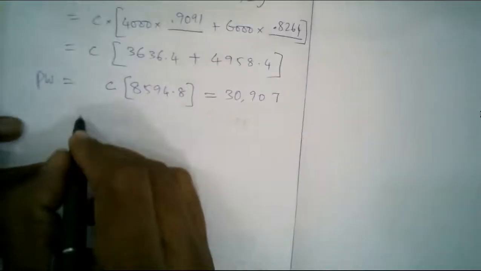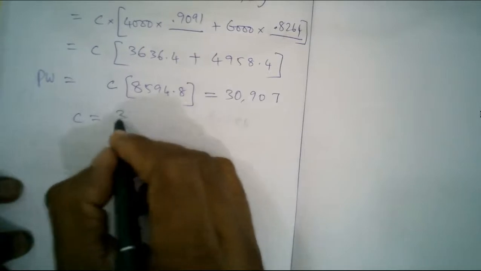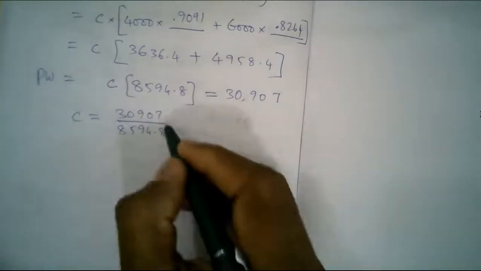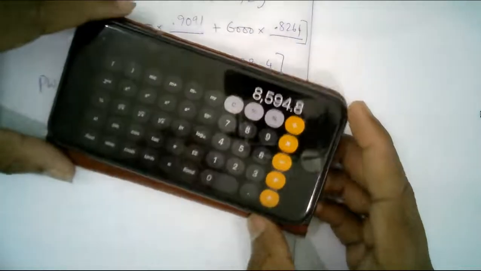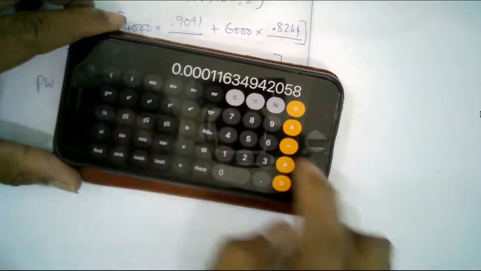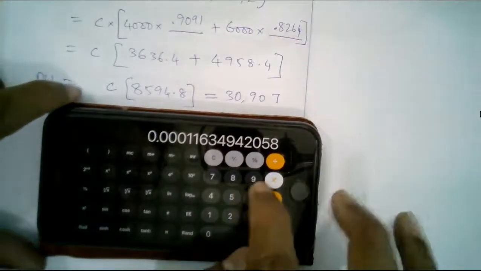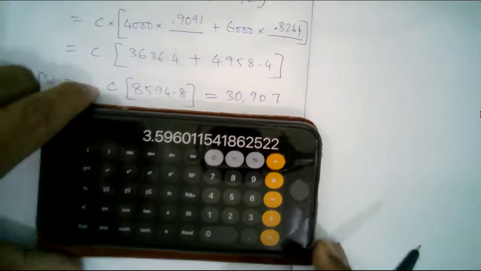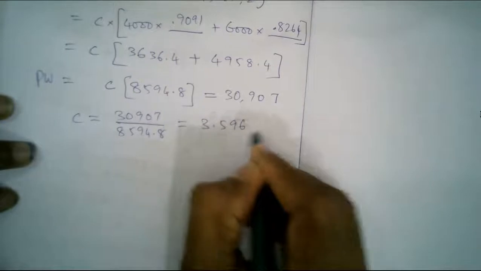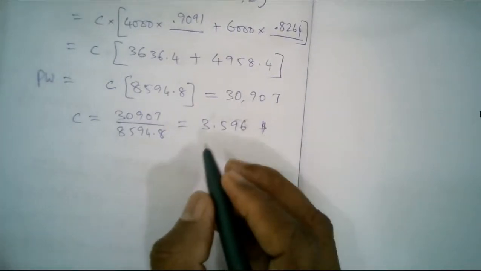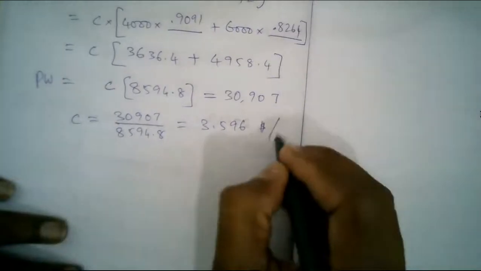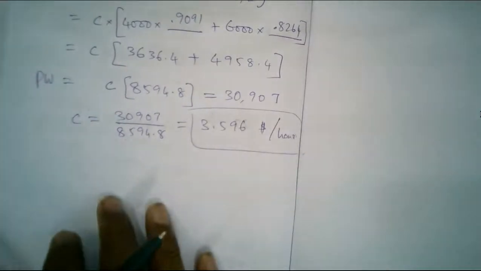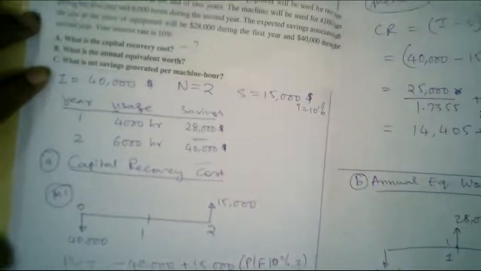From this, I can find the cost per unit. So 30,907 divided by 8,594.8. I will invert this quantity and multiply by 30,907. I get $3.596, or you can round off to 3.6, per hour. So this is the cost of the machine. This is the answer to the third question, that is, the third part.